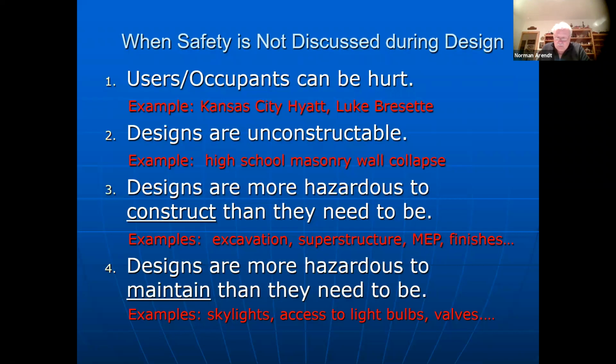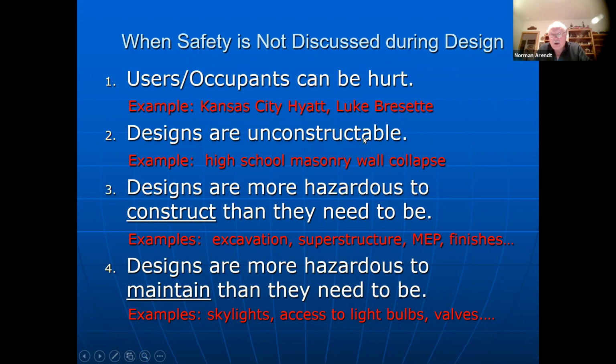When safety is not discussed during the design, these are some of the things that can happen. You can see that user occupants can be hurt. The Kansas City Hyatt's is the walkway that collapsed. Luke Brissett is a 10-year-old who was walking down an aisle at an airport, and a 300-pound slab fell on him and killed him.